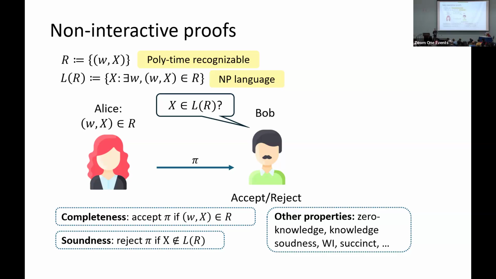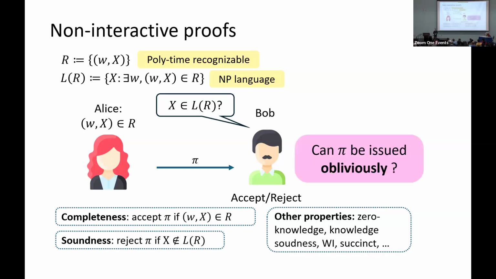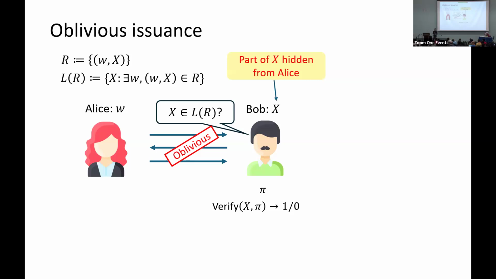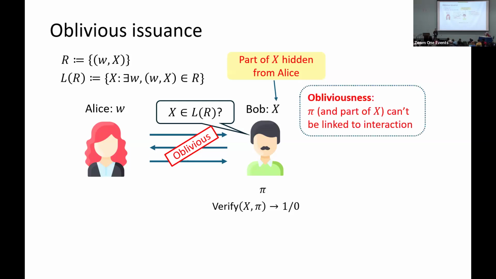And in this work, we consider an orthogonal problem. That is, whether we can issue this proof obliviously. More precisely, we want to construct an interactive protocol that allows Bob to obtain a non-interactive proof, which can be verified by anyone, while keeping this proof hidden from Alice. And moreover, a part of X remains hidden from Alice too. We refer to this property as obliviousness.